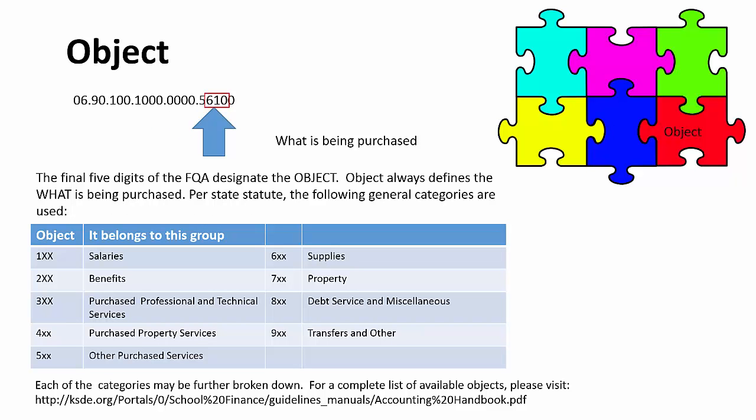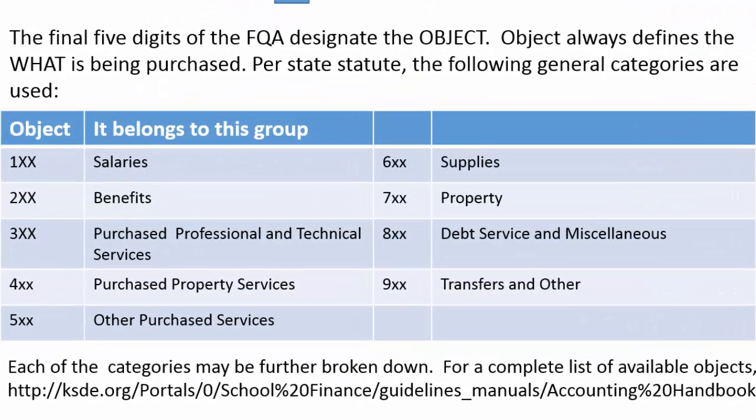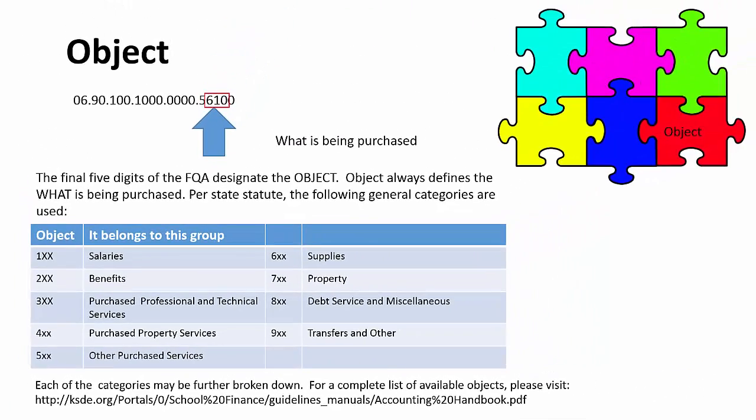The final section of the account number is the object code. The object code is the what of the account number. What you are buying. As a general rule, object codes follow the following categories. Object codes beginning with 1 are salaries, 2 are benefits, 3 purchase professional technical services, 4 purchase property services, 5 other purchase services, 6 supplies, 7 property, 8 debt service and miscellaneous, and 9 transfers.